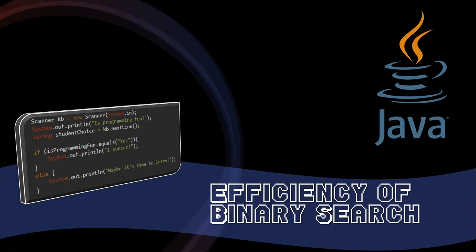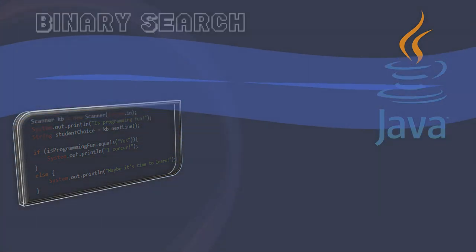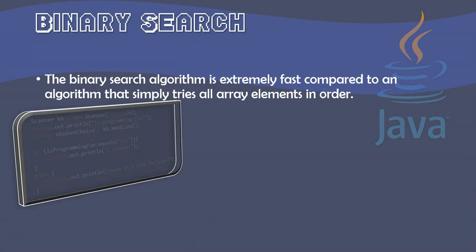And welcome back. As we continue looking at binary search, let's take a discussion to look at the efficiency of that algorithm that we have developed. With binary search, one thing to keep in mind is that the algorithm is extremely fast compared to an algorithm that simply tries all of our array elements in order, such as a linear search.